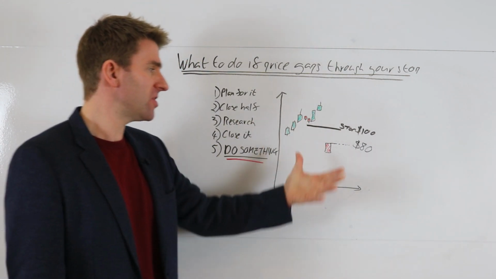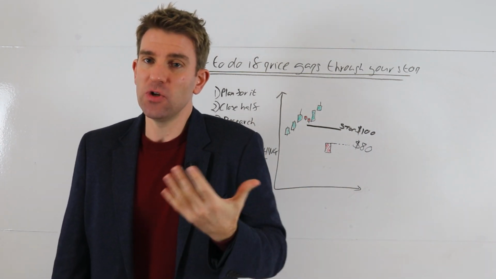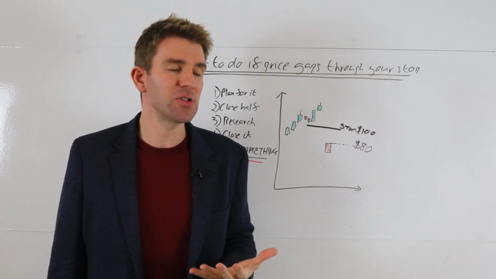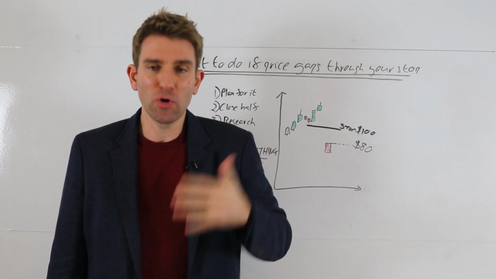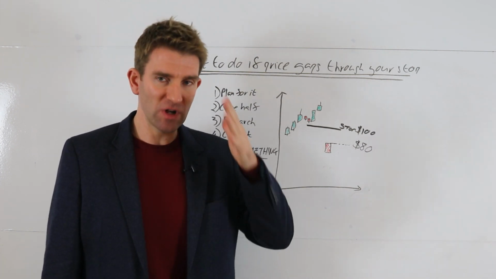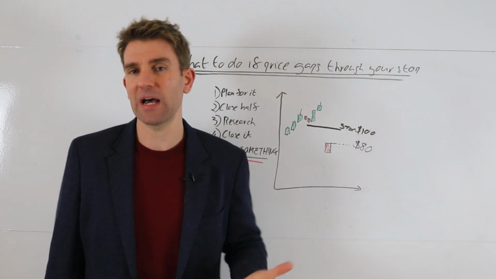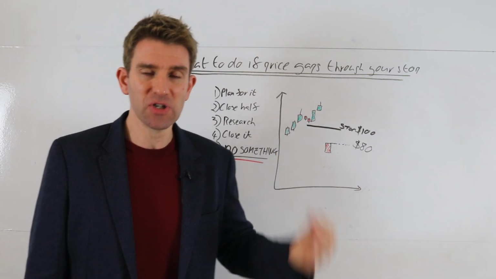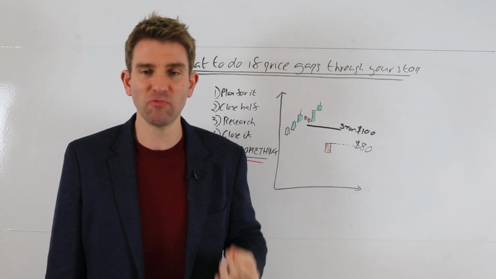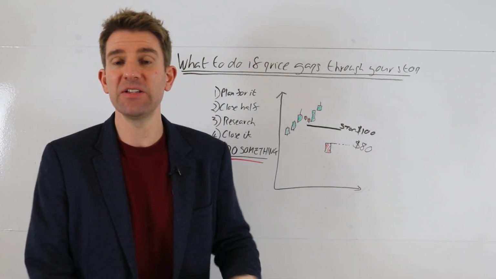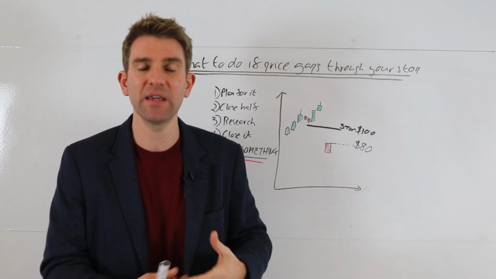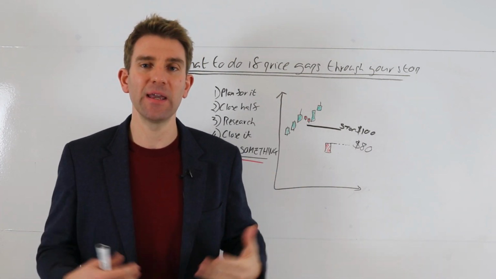So the first thing you do, if it's in your makeup and you like to do this, is just close half. You're mitigating the risk straight off the bat. Then maybe look and research what has happened. Is it something that is terminal? Is it something really quite damaging to the company? Is it a market-wide thing? Is it a sector-wide thing? What's actually happening here?